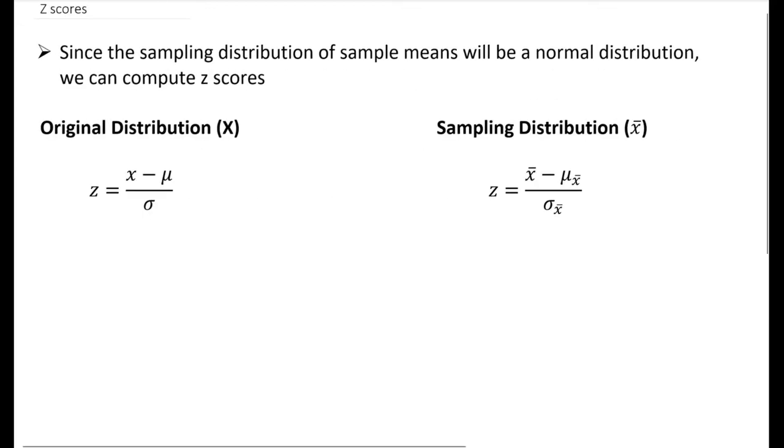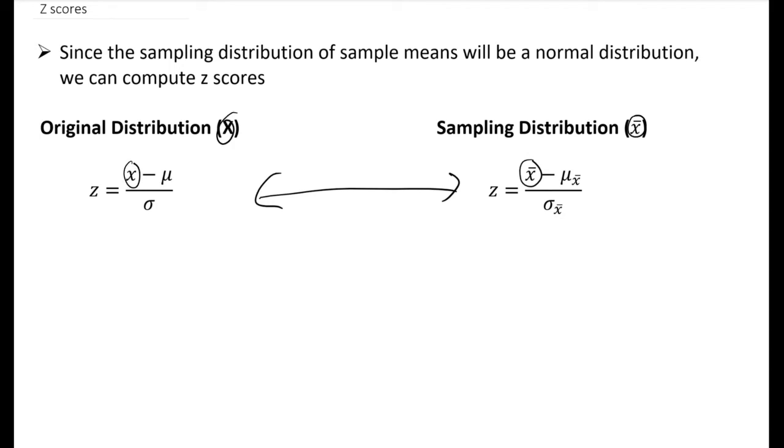All right, so let's talk about how to compute z-scores. Since we know now that the sampling distribution of sample means will be a normal distribution or approximately normal, this means we can actually compute z-scores. So remember that for an original distribution x, the formula for the z-score is x minus mu divided by sigma. So the formula for the sampling distribution is going to be very similar. Notice that the template is very similar. We have the x in here, but now this becomes x bar because we're doing it for x bar, whereas for this one, we were doing it for x.